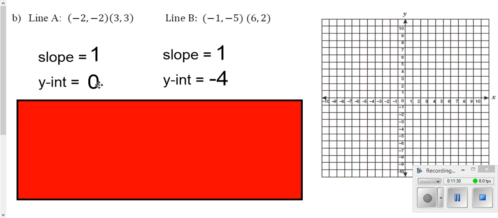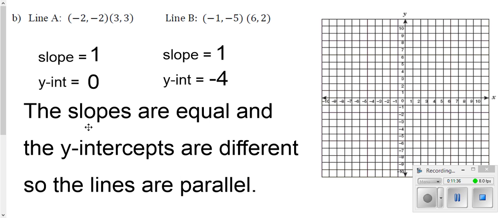So now we check the slopes. They are equal. That's good. And the y-intercepts are not. So these are our parallel lines. The slopes are equal and the y-intercepts are different, so the lines are parallel. It's that easy.